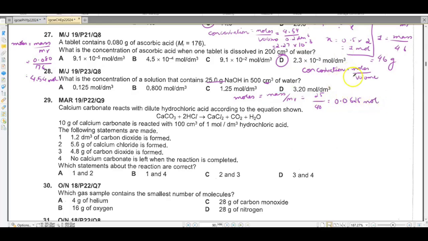So now if you put them in this formula, this is going to be 0.0625 divided by the volume, which is 500 centimeter cubes. We need it in decimeter cubes, so 0.5 decimeter cubes. After we divide this, we get a concentration of 1.25 mole per decimeter cube. So C is going to be our correct answer. Okay.